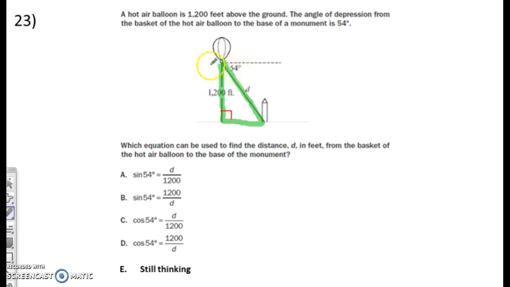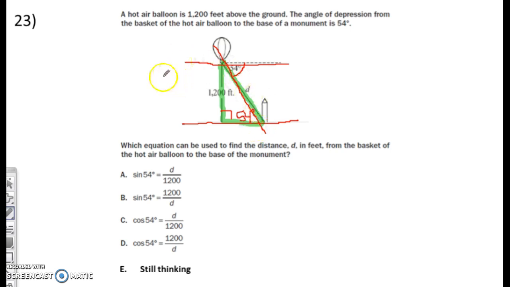So there's two ways you could think about it. The first way is you could think about parallel lines cut by a transversal. Those two lines are parallel cut by this transversal. So the alternate interior angles would tell us that if this is 54 degrees, this one is also 54 degrees.